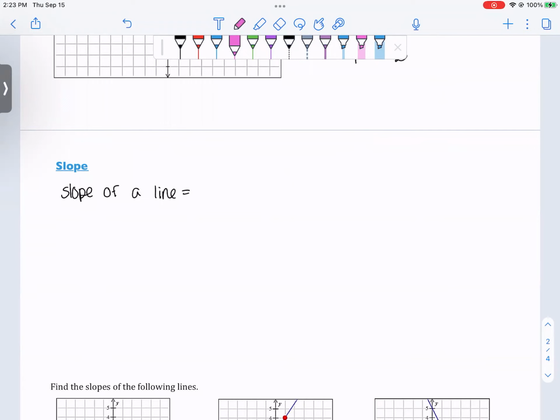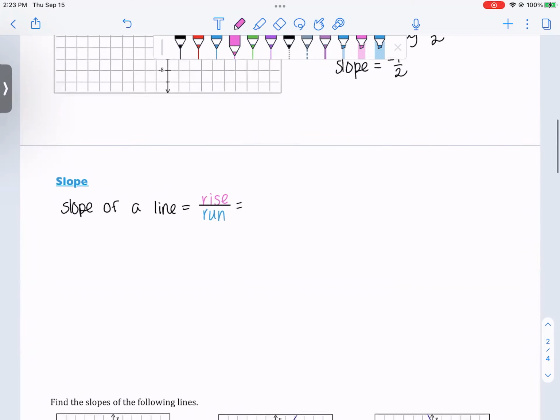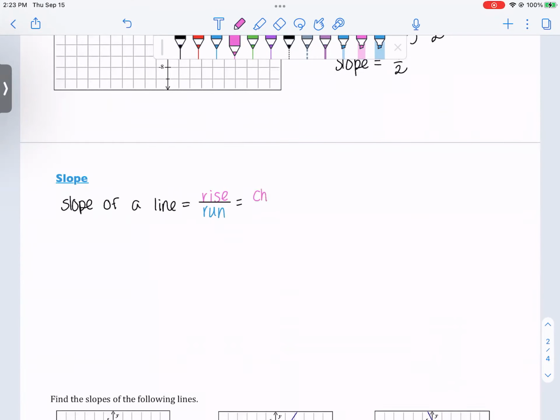In general, we say that the slope of a line is equal to the rise over the run. Rise over run. This is probably something you've heard before. Slope is rise over run. And what that really means is that the slope is the change in y values over the change in x values.